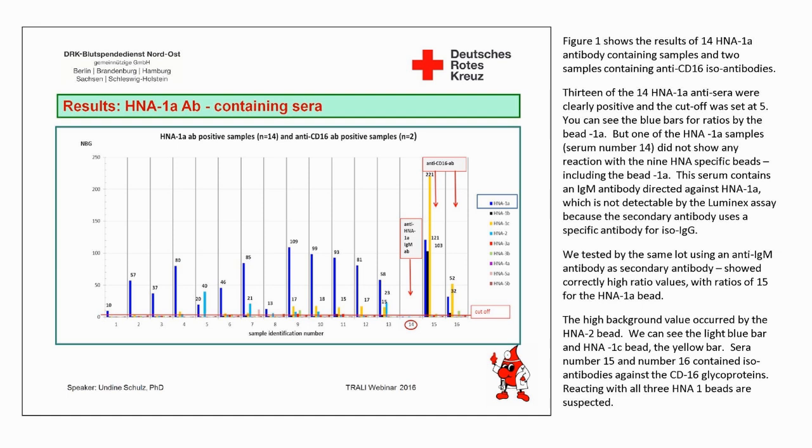The highest background values occurred with the HNA2 bead. You can see the light blue bars, and the HNA1C bead, the yellow bar. Sera number 15 and number 16 contained isoantibodies against the CD16 glycoprotein, reacting with all 3 HNA1 beads as expected.